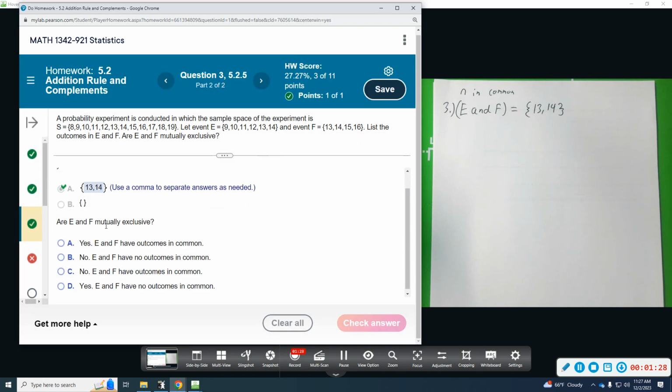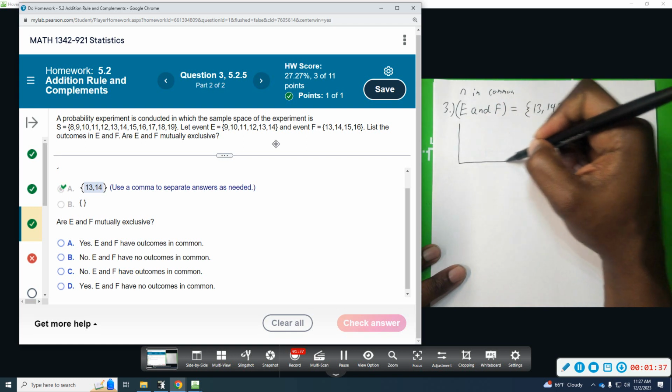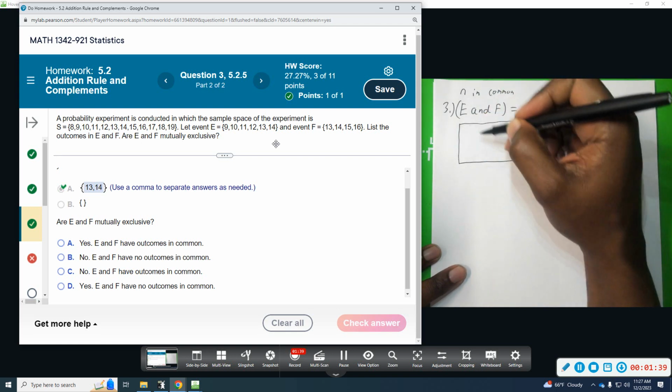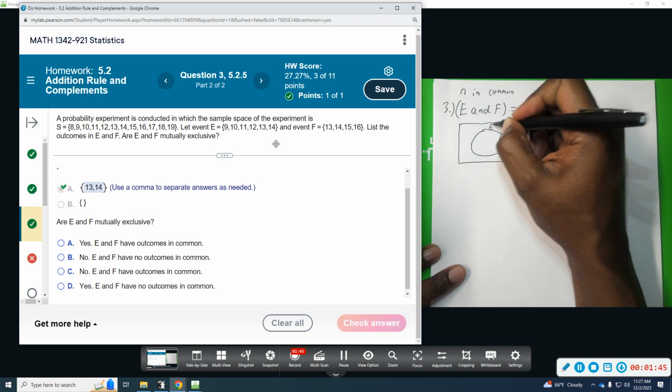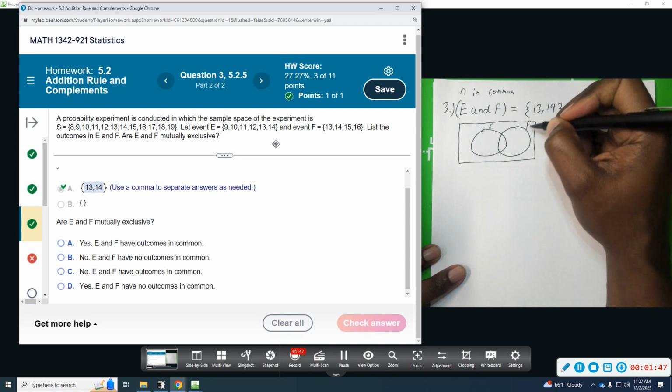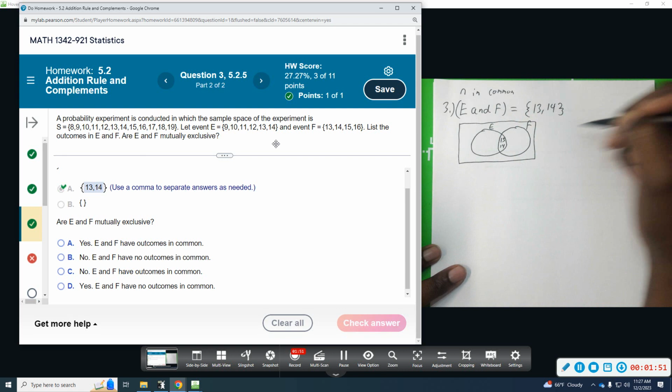And then we want to ask, are they mutually exclusive? Well, if they have anything in common, then they're not mutually exclusive. So if I was to draw a Venn diagram of these two, I would draw E and F, and they would overlap. And what would be in their overlap would be the two elements that they share, which would be 13 and 14.